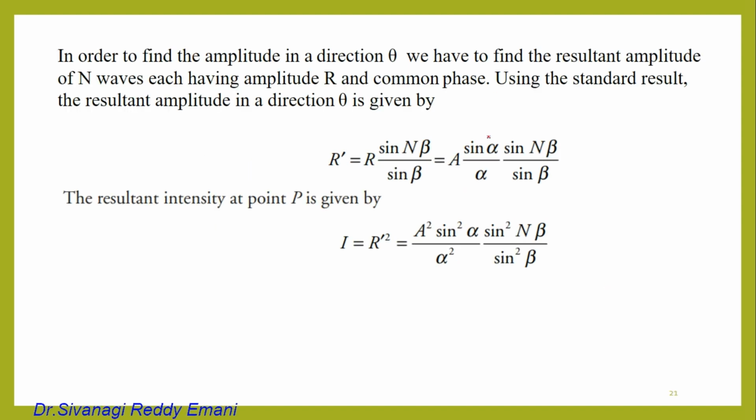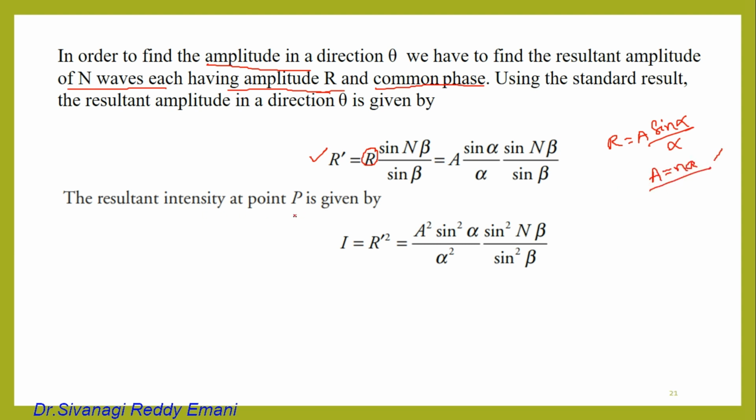In order to find the amplitude, that's what we are supposed to do. Once we calculate the path difference, next the phase difference, then the amplitude. So in order to find the amplitude in the direction theta, we have to find the resultant amplitude of n waves, each having amplitude r and common phase difference. Using a standard result, we write R prime is equal to R into sin n beta by sin beta. R we already know, we will replace with R is equal to A sin alpha by alpha, where this A is nothing but small n a.